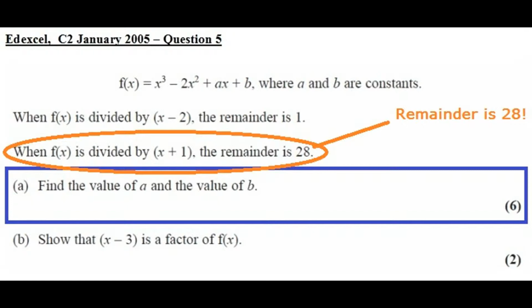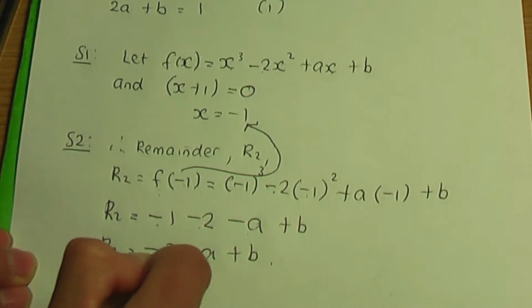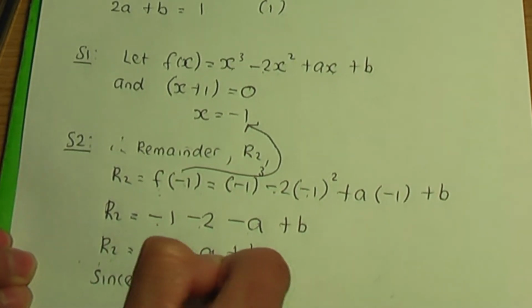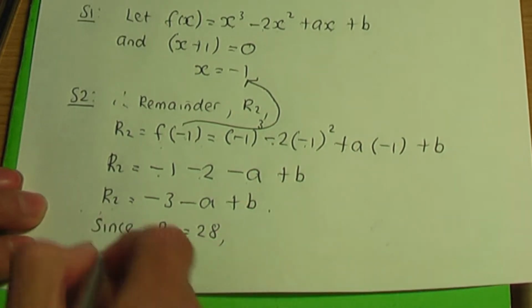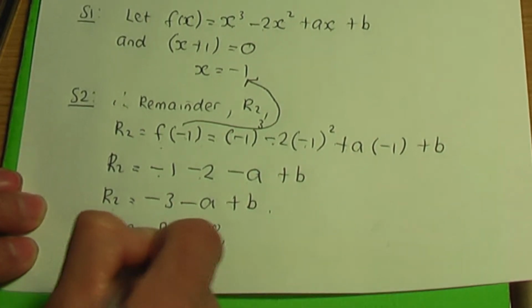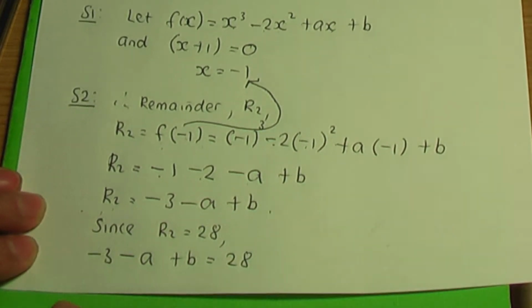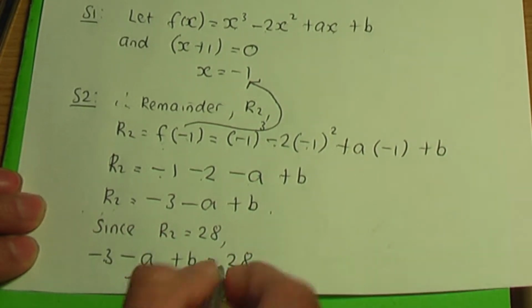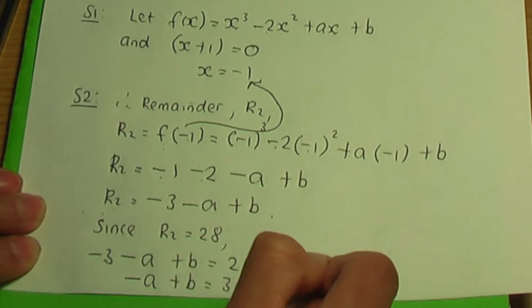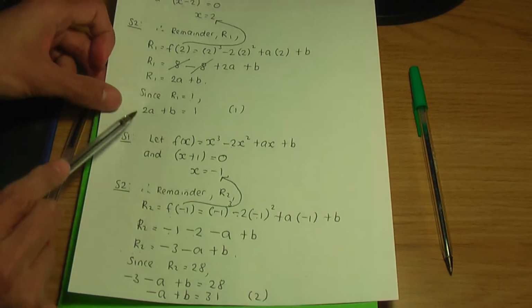So if we go back to the paper and pen, we have R2, but since R2 the value is 28, if I replace R2 by 28 then we're going to have minus 3 minus a plus b, which is 28. And if I move the minus 3 to the right, I'll have a second equation, minus a plus b, and that is 31. Let's call that equation 2.